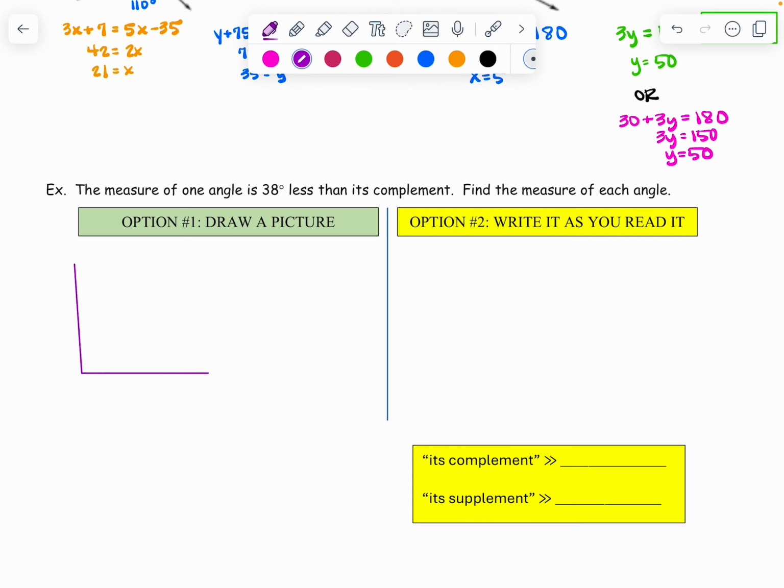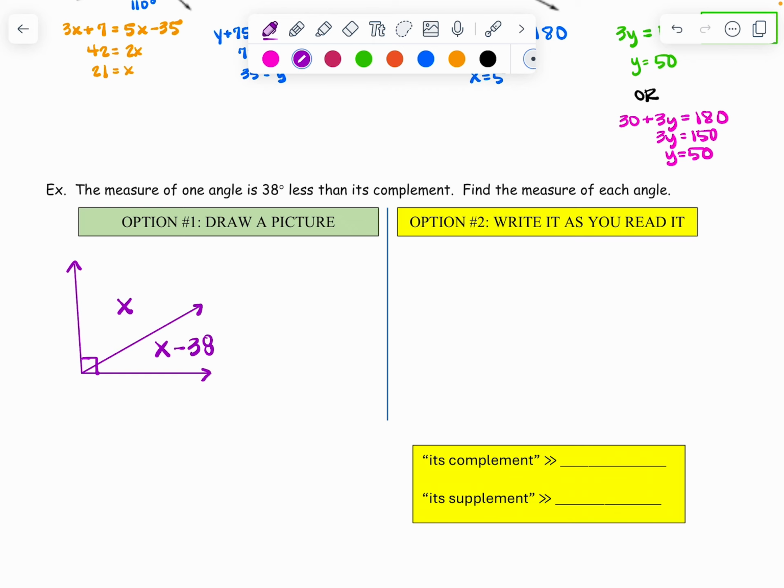Okay, well I can draw a picture of that because all you mentioned was two angles that are complements. That's an easy picture. All right, so here's my picture of complements. One angle is 38 less than the other. Okay, well one of them clearly has to be x and the other one is 38 degrees smaller.